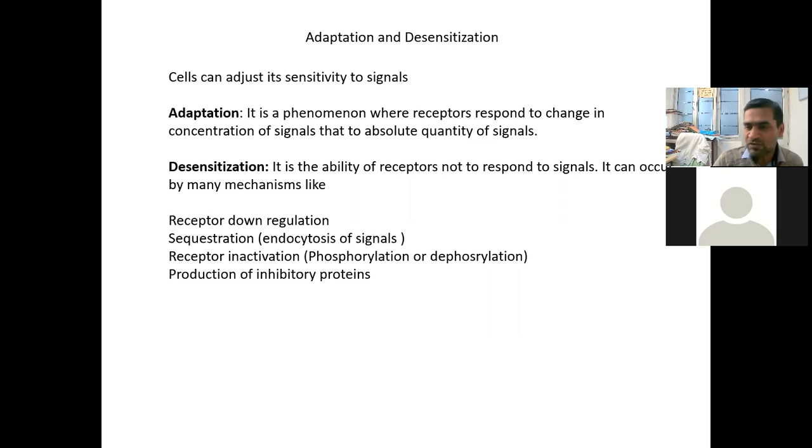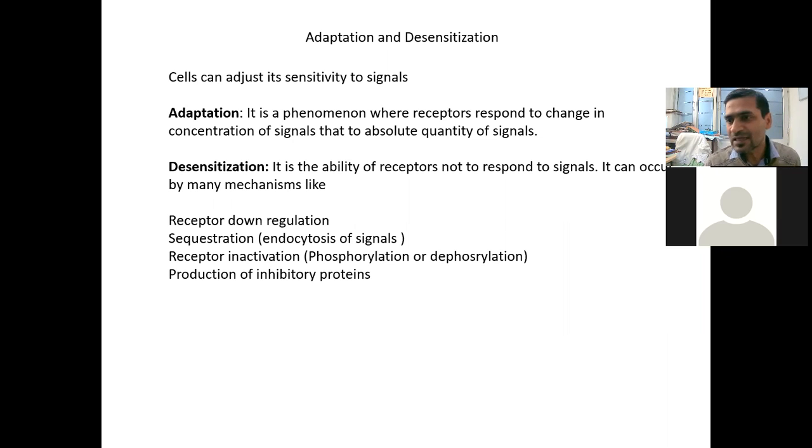But desensitization is a different thing. It is not like adaptation. Desensitization is the ability of the receptors not to respond to the signal. That is, you are continuously giving the same signal again and again, and over time, after some time, no matter how much you give, even if you give more, it will not at all respond to your signals. So this is called desensitization. I think you will be able to distinguish between adaptation and desensitization.